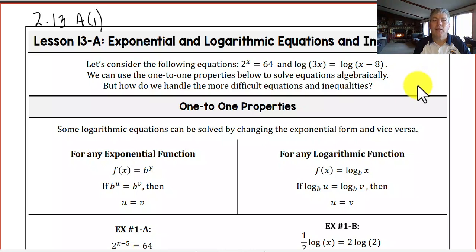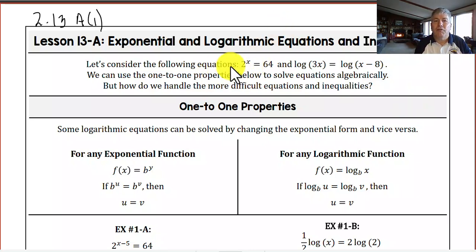Welcome back. The objective of this video is to explore one-to-one properties of logarithmic and exponential functions. We'll solve exponential equations algebraically. We'll solve logarithmic equations algebraically. And we'll also solve an exponential equation where each side has different bases.